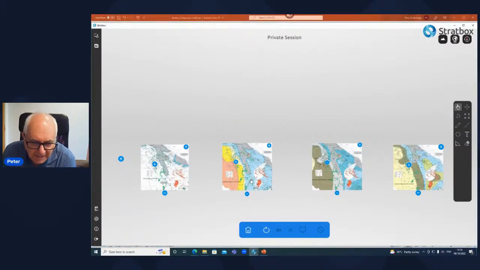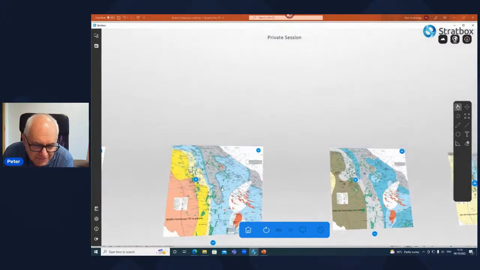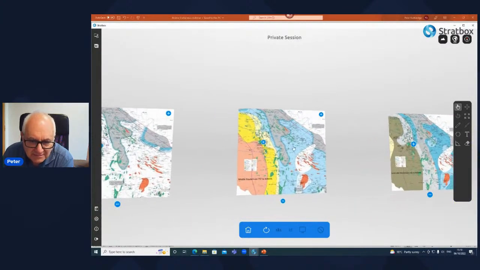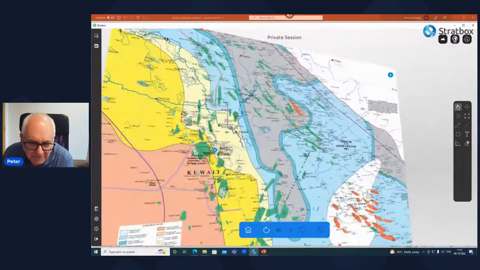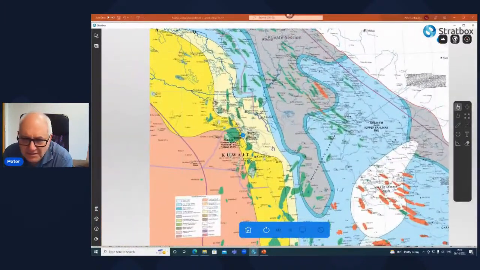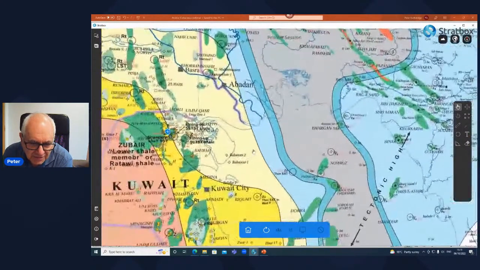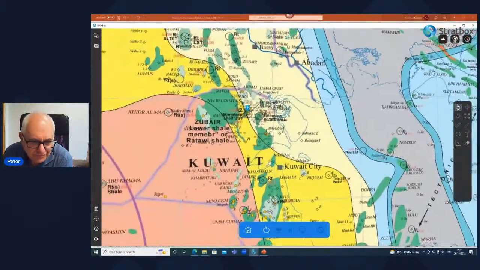Okay. Stratbox is a software package that allows you to present and annotate any sort of data. And here's an example where I've shown some maps. These are a subset of the main maps, and I've been able to display these rather than the whole map, because I can select areas at a high resolution and can zoom in.